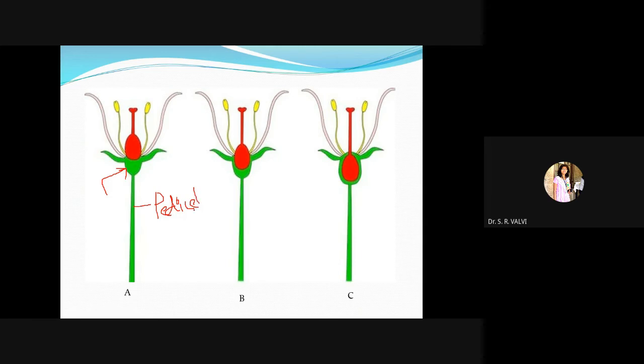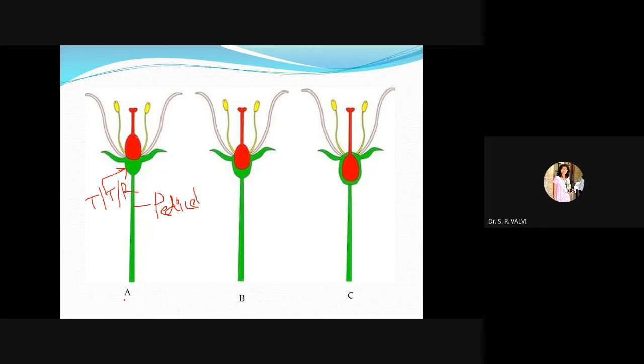Again, I am repeating the same. And this portion is nothing but the thalamus. It is also called torus. It is also called receptacle, right? So here you can see all these three images, they are having different diagrams, where you are going to observe how the floral whorls are arranged, right?